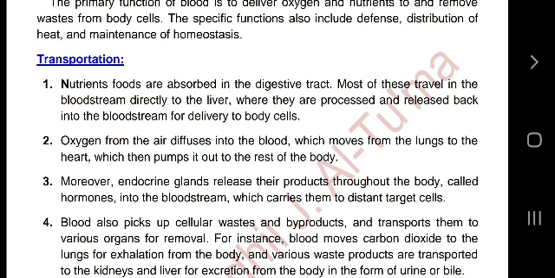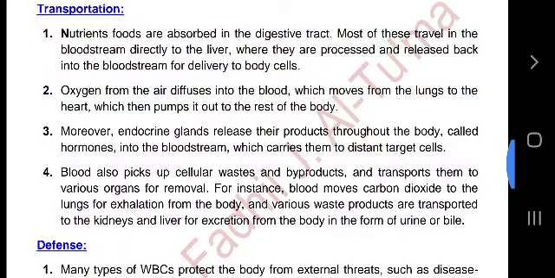The blood also picks up cellular waste and byproduct and transport them to various organs for excretion or for removal, such as carbon dioxide to the lung for exhalation from the body. Various waste products are transported to the kidney and liver for excretion from the body in the form of urine or bile.